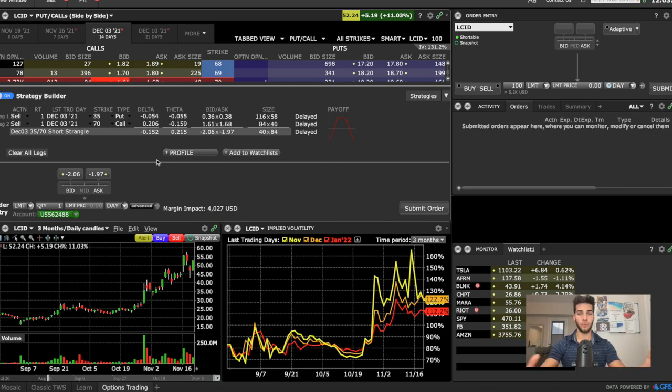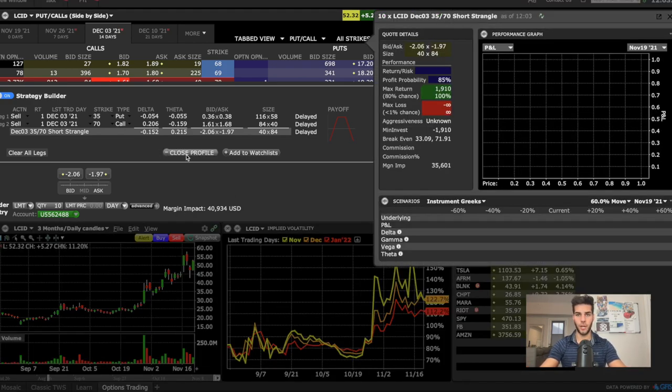Now, there's infinite risk on either side, so you have to be careful of that. We're going to look at about 10 contracts, because for my account size, this might be a trade that I would put on. Margin impact is 40,000 US. We're going to click on profile to see how the trade would pan out and the return we'd get. So we would be collecting $1,900, and it's showing the margin apply here of actually 35,600.